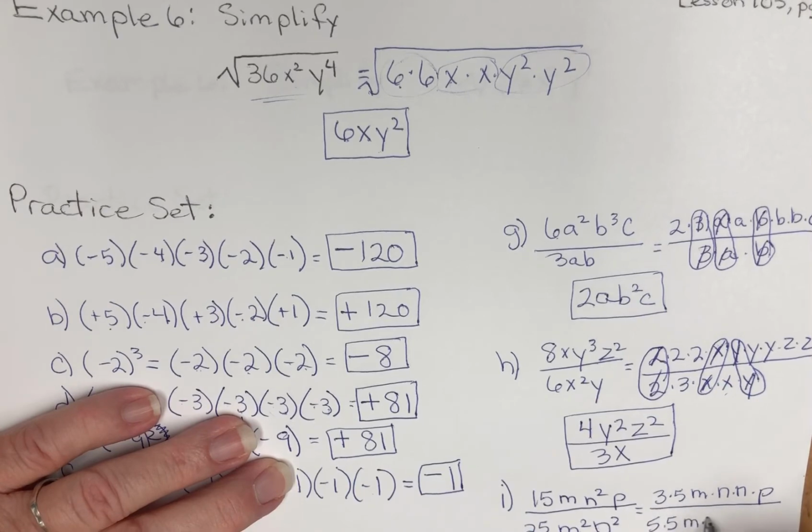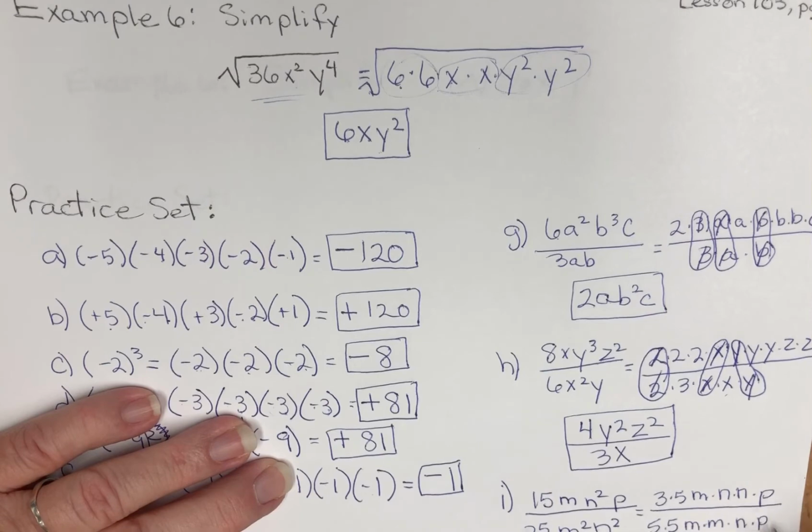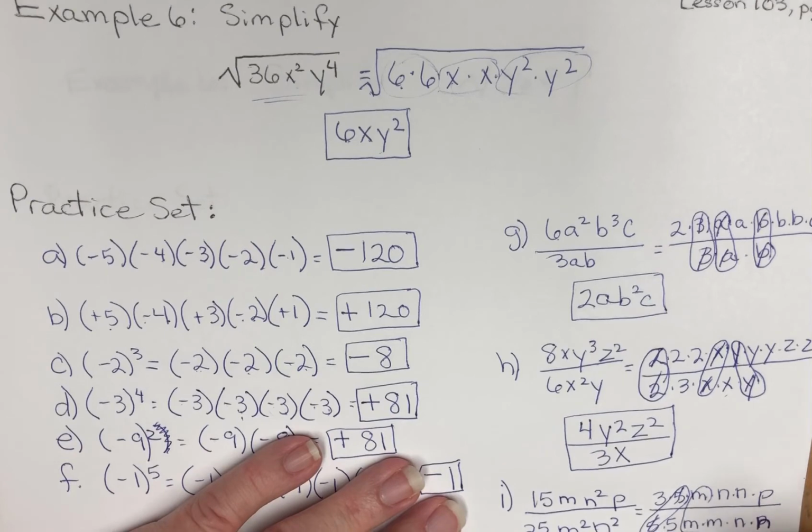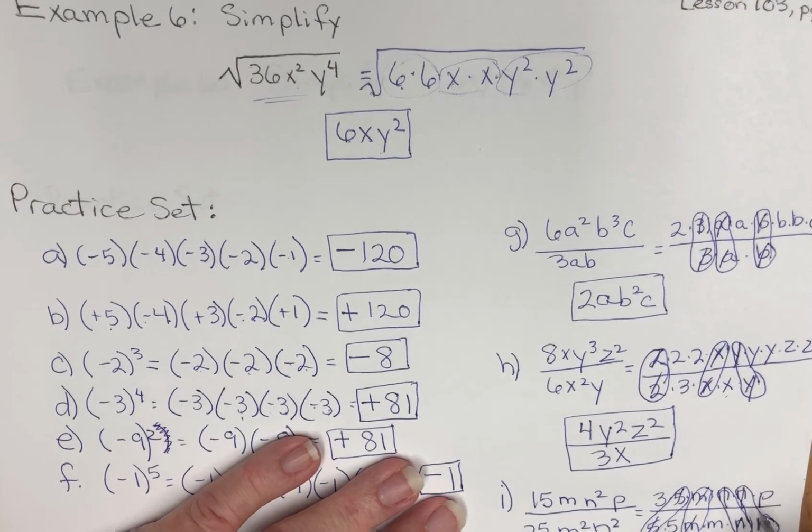Then there's 2 m's and 2 n's. Okay, so now we're going to match things up. Here's a 5 and a 5. They cancel each other. Here's an m and an m. They cancel each other. Here's an n and an n that cancels. And then there's another n and n that cancels.